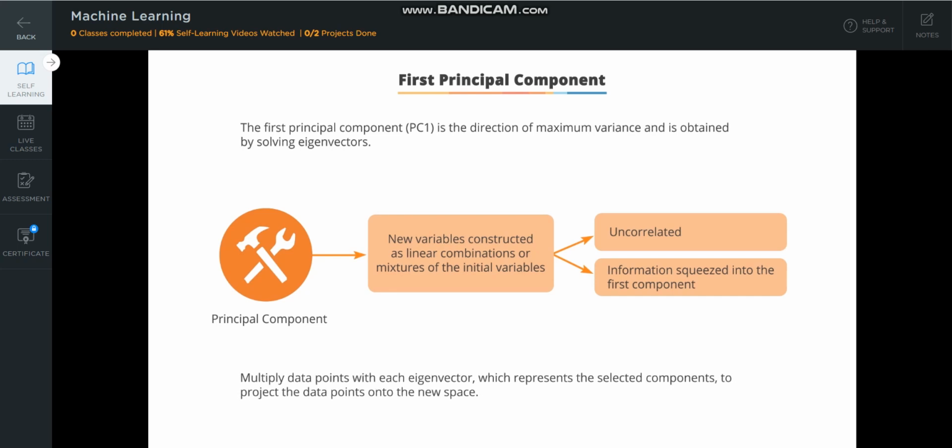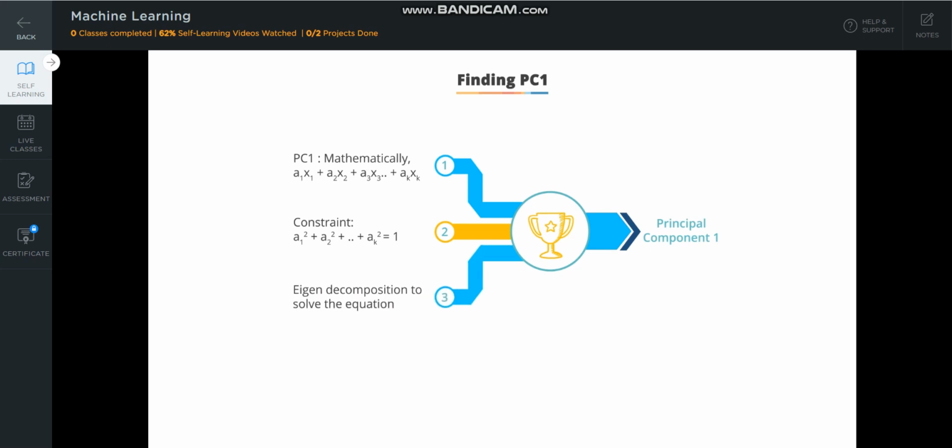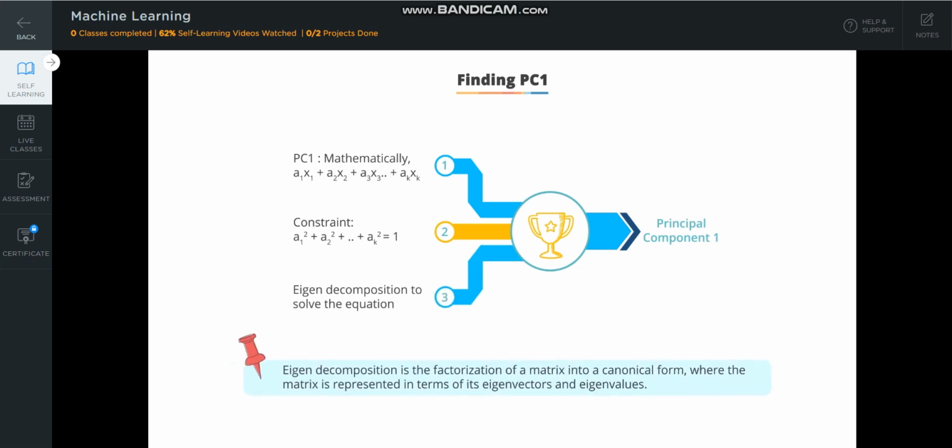You need to multiply your data points with each eigenvector, representing the selected components, to project them onto the new space. The first principal component is mathematically denoted as A1 x1 plus A2 x2 plus A3 x3 plus ellipsis plus AK xk, where the constraint is A1 squared plus A2 squared plus ellipsis plus AK squared equals 1. Eigendecomposition is used to solve the above equation.